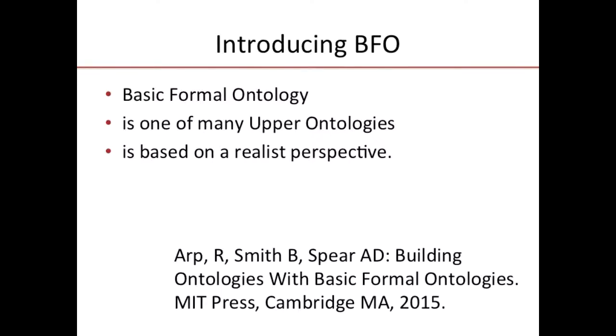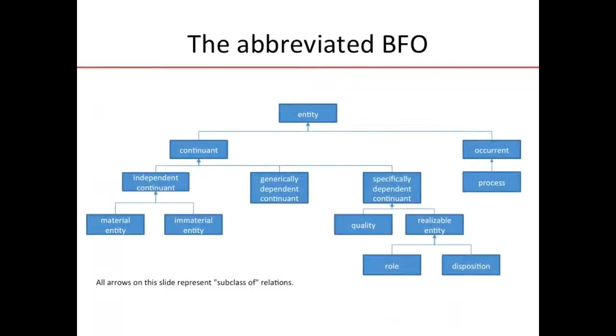BFO, there's a whole book about it, and it's based on a realist perspective. Other upper ontologies are Dolce and, which one to name? SUMO, that was the one. I think BFO at this point is a pretty solid guess if you want to do biomedical ontologies, because most of them nowadays use BFO. There's a small community still doing Dolce.